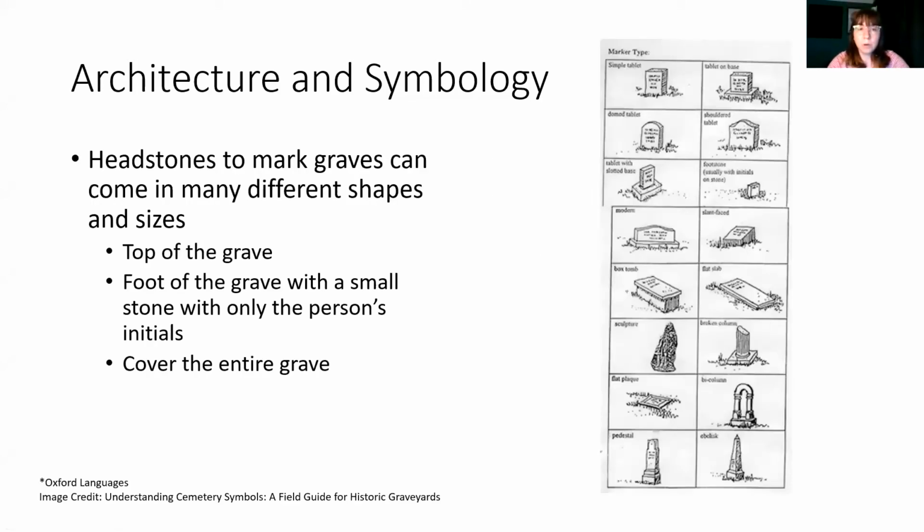Headstones are used to mark graves and can come in many different shapes and sizes. Here is an example of different marker types. They can be found at the tops of graves. Even small markers can be found at the base of graves, which only show the initials of the person. Some markers even cover the entire grave. We can also see large sculptures at graves and large monuments such as obelisks and bi-columns.